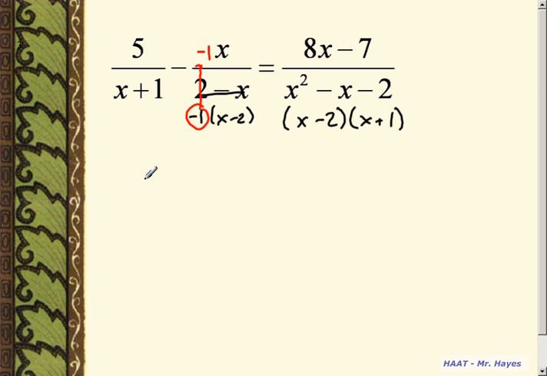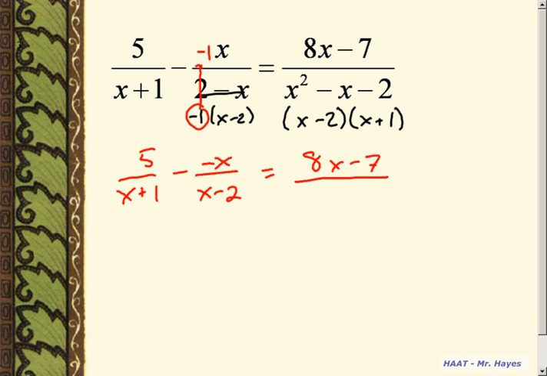So just to rewrite before we get going, we're going to go 5 over x plus 1 minus a negative x over x minus 2, and that's going to equal 8x minus 7 all over the quantity of x minus 2 times the quantity of x plus 1. Now your common denominator here is going to end up being x minus 2 times x plus 1.